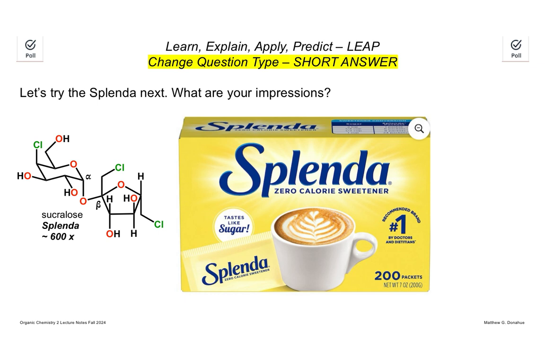And then finally the yellow one's Splenda. So Splenda is pretty common in cafes and restaurants. Old people like Splenda.